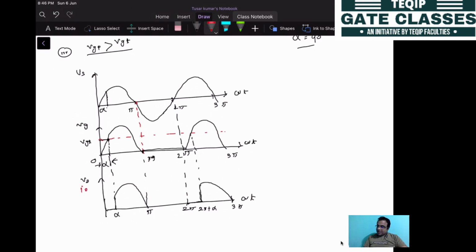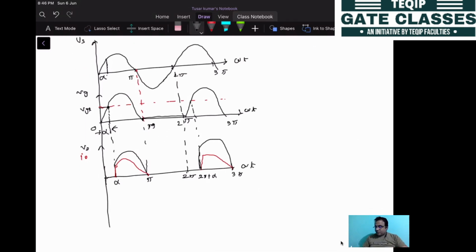I0, if you plot, I0 will be the same thing, it will be here, but the magnitude will be less, as we have assumed a resistive load. So let's say this one will be exactly like this. So this will be the current.